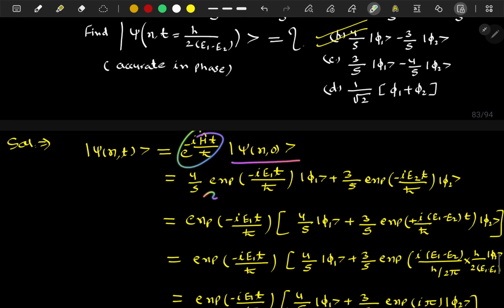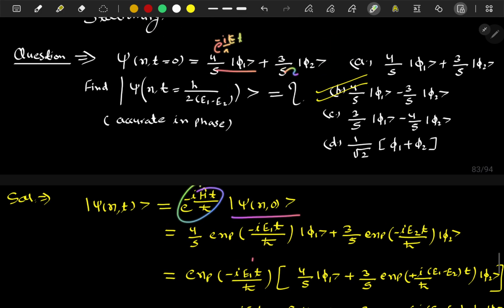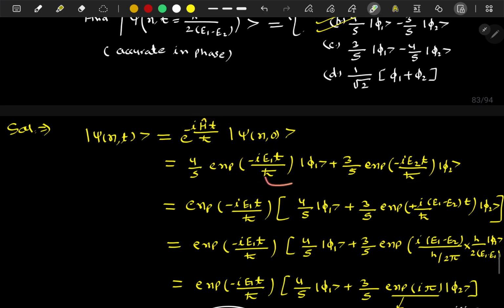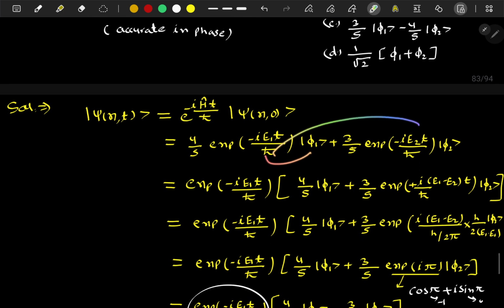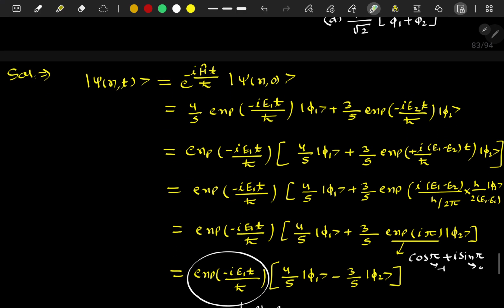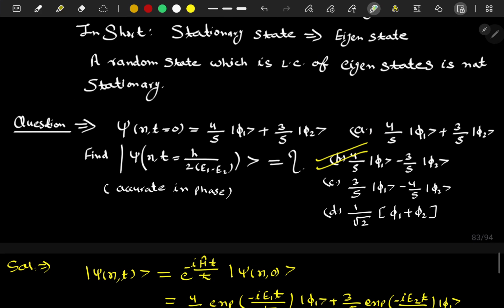Okay, so when you multiply this with this, there are two exponential coefficients here. Now interact with this phi 1, interact with this phi 2. So what will you get? Exponential of minus iota e1 upon t. We are taking common from here. So 4 by 5 phi 1 plus 3 by 5 exponential, this will go upper, so e1 will be positive, minus e2 t by phi 2. This will be common, 4 by 5, 3 by 5, and time is given to us.